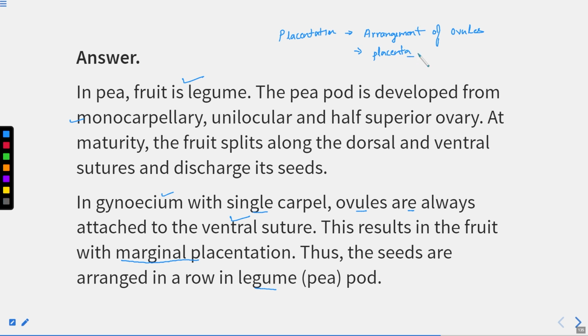Now in pea, we have marginal placentation. So in marginal placentation, what happens? The ovules are arranged on a ridge that runs parallel to the ventral suture.